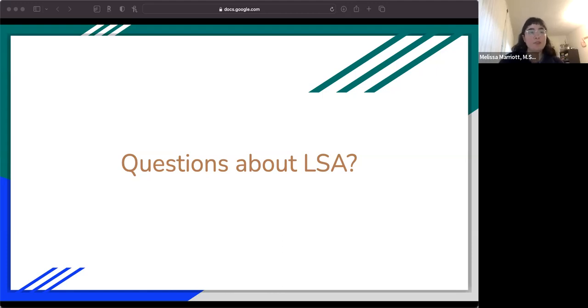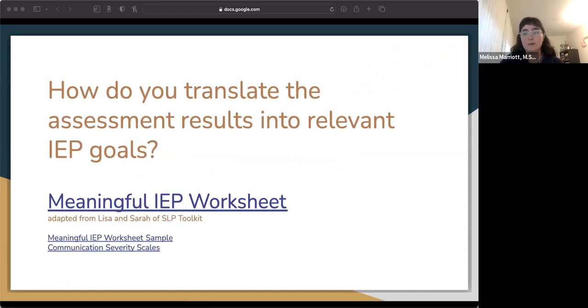Okay, so I want to talk briefly about a system that I use called the Meaningful IEP Worksheet, which is basically a framework. I love frameworks. It's a framework for how I often think about taking the information that I have from an assessment and making meaningful goals out of it.